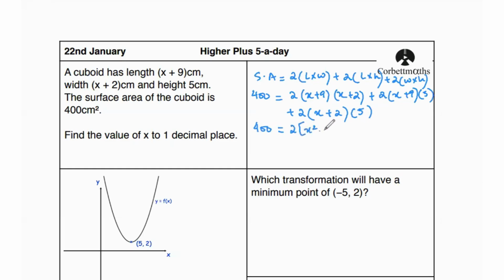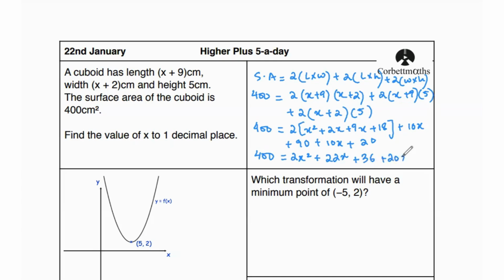Which is going to be 400 equals 2 times x squared plus 2x plus 9x plus 18, plus 10x plus 90, plus 10x plus 20. So 400 equals 2x squared plus 22x, because 2x plus 9x is 11x, and 11x times 2 is 22x, plus 36 plus 20x plus 110.